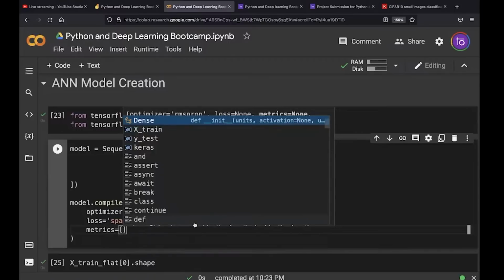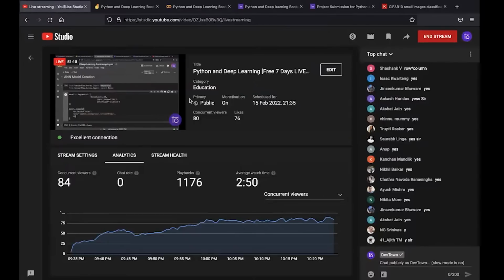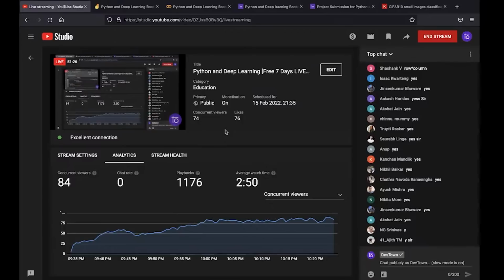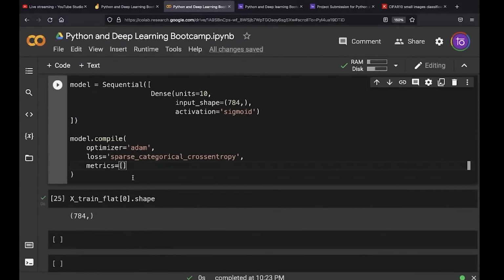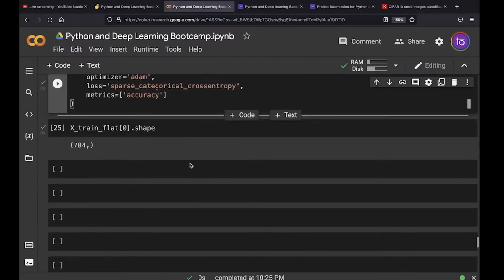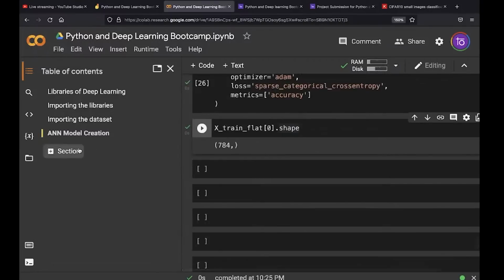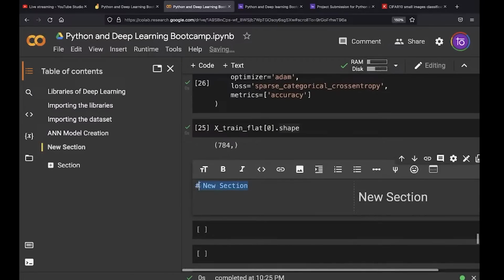If you have done machine learning, then you might know that there are different metrics to find the accuracy, right? We have R square, RMSE, MAE, confusion matrix and all that. So if I want to get the accuracy, according to which metric do you want me to show it? I'm going to use accuracy, right? There might be some confusion matrix and so on; you can refer to that. So now I'm going to run this. Perfect. Now we are going to start with training our model.